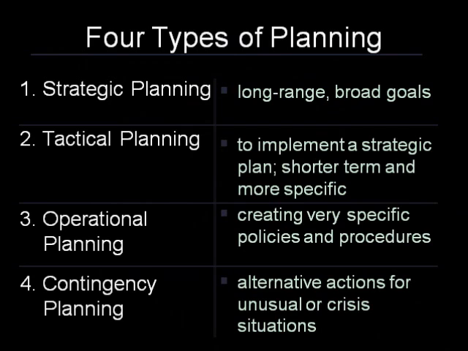There are four types of planning that leaders are involved with: strategic planning, tactical planning, operational planning, and contingency planning. Strategic planning is done by upper-level management or the CEO of a company. It's the grand vision that they have for where they want the organization to be in 1 to 5 years.